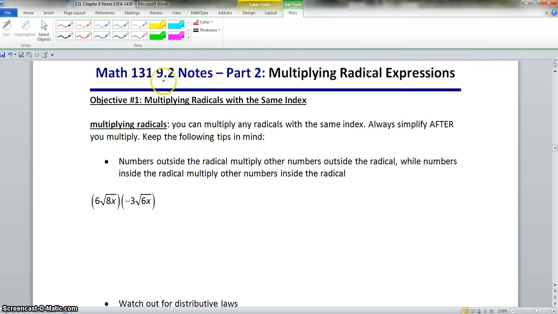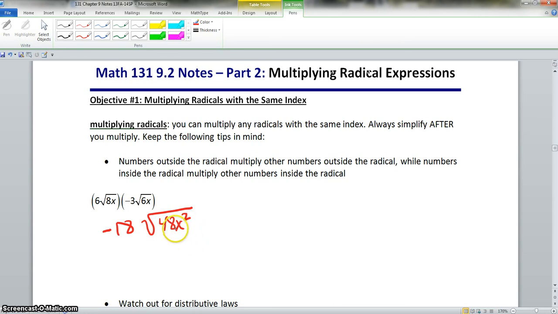Now, we're about to start section 9.2, part 2, multiplying radical expressions. Now here what we have, this is one factor times another factor here, or one term times one term. So we do not use the distributive property. All we do is multiply the coefficient times the coefficient, which will give us negative 18, and a radical times the radical, which will give us the square root of 48x squared.